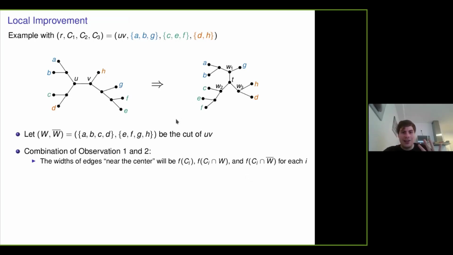Now this slide is just putting this more compactly. So the width of these edges near the center will be f of Ci here in the center, and f of Ci intersection W here, here and there, and f of Ci intersection W bar here and here and here.